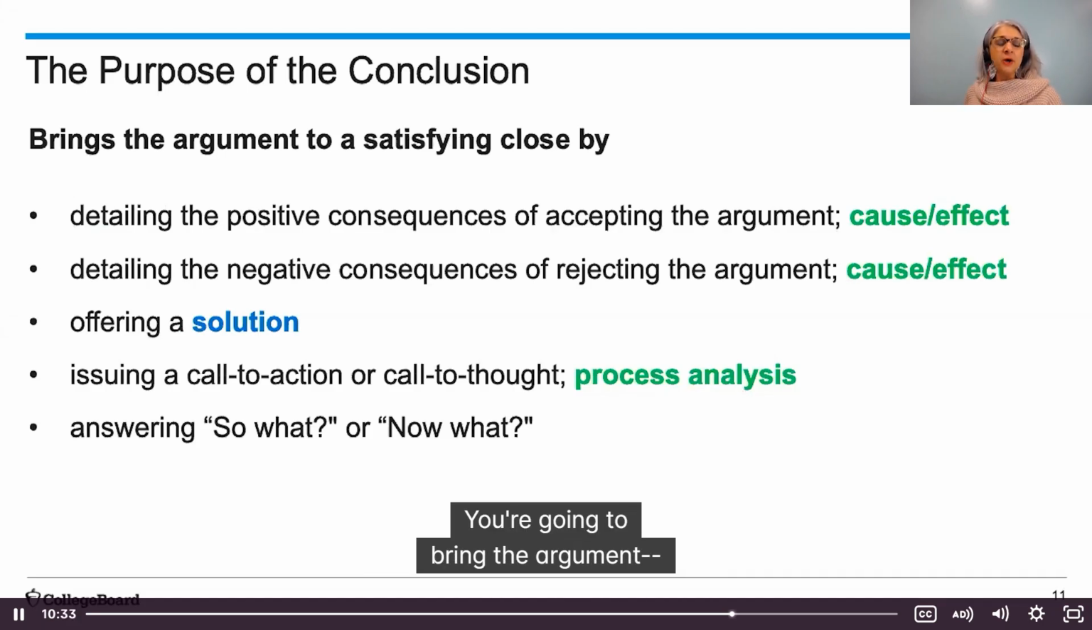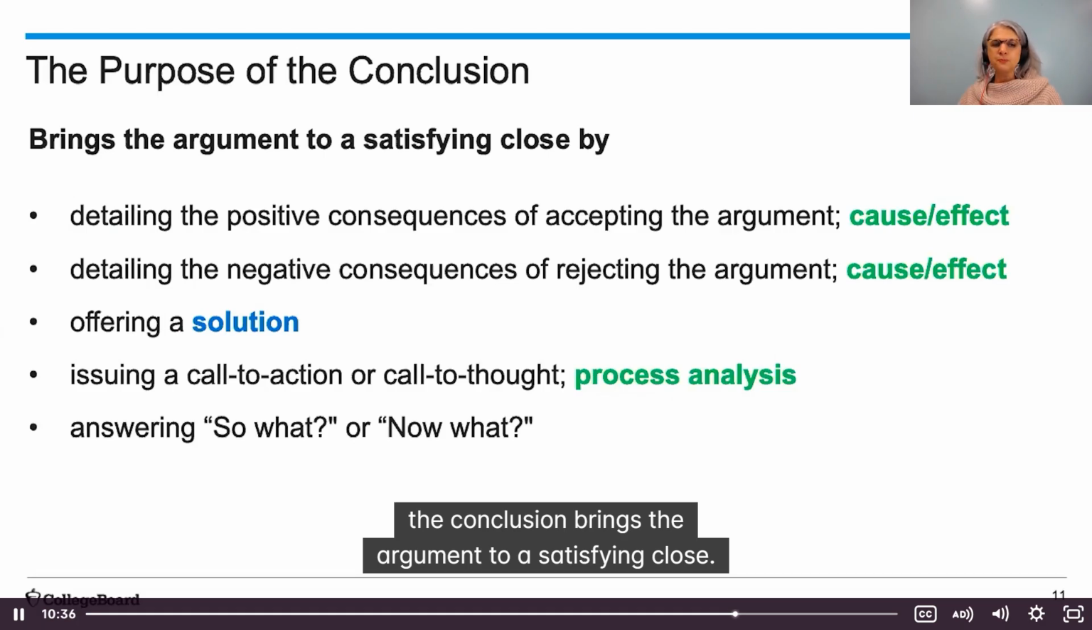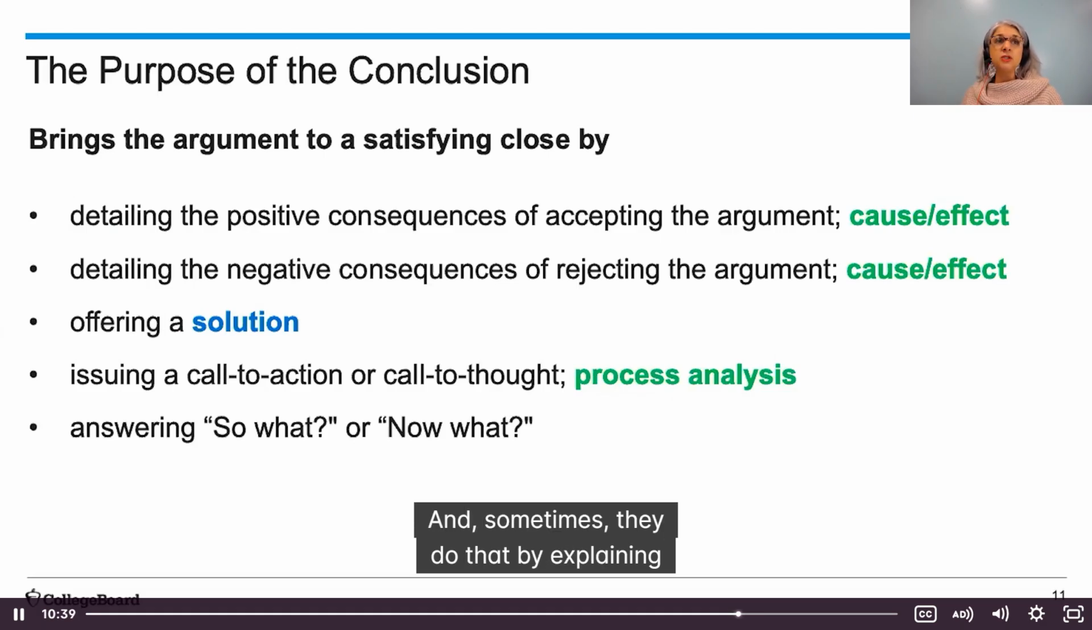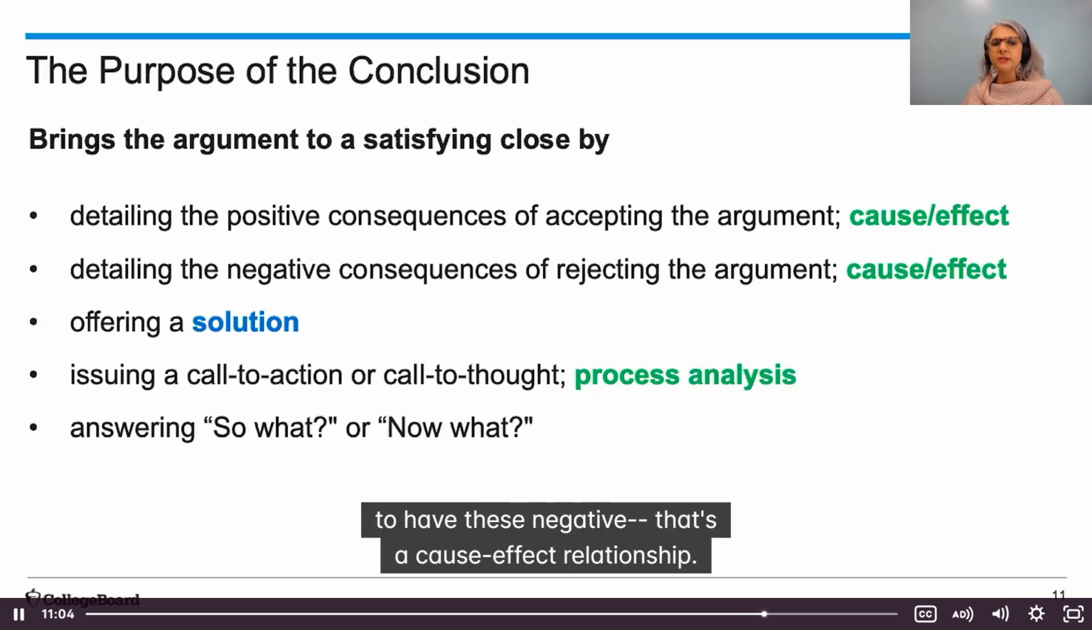The conclusion brings the argument to a satisfying close. Sometimes they do that by explaining the positive consequence of accepting the argument. Well, those positive consequences of accepting the argument are just cause and effect. So when you see that, just point out that if you accept the argument, then it's going to have this effect. The same is true for the negative consequences. If you reject my argument, it's going to have these negative effects. That's a cause effect relationship.